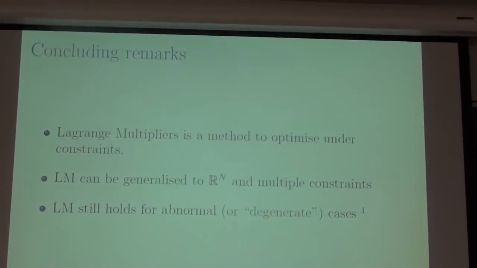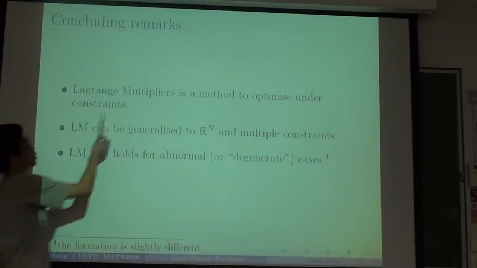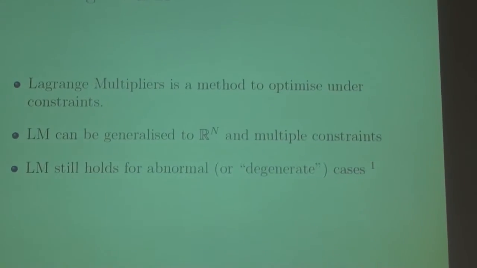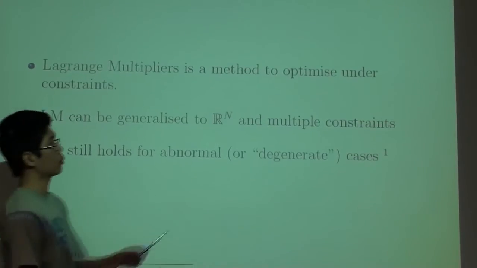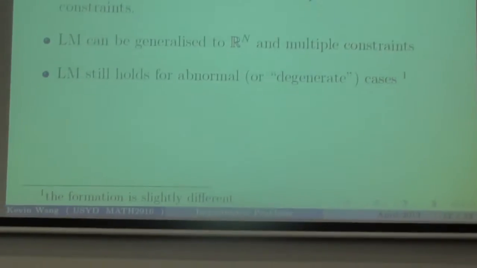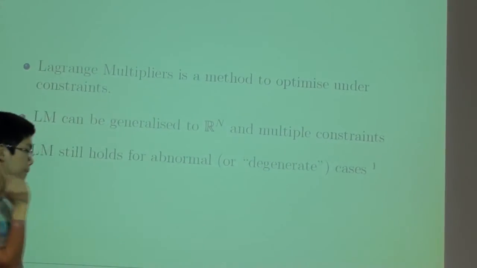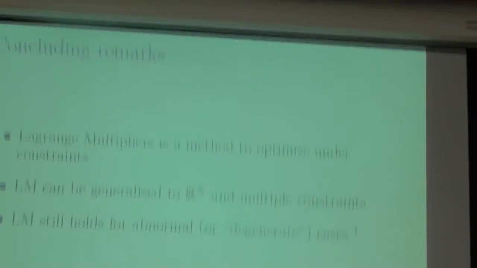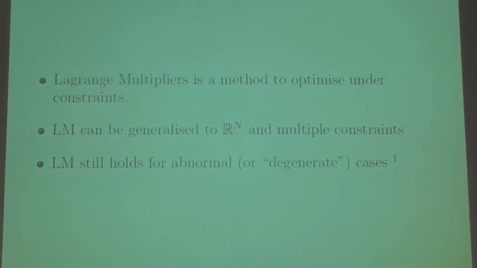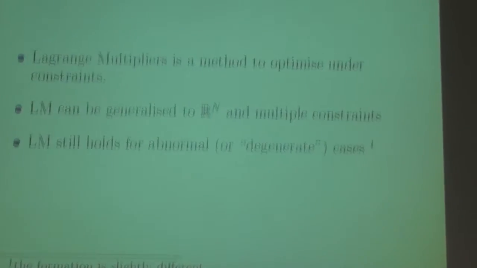So here we conclude our first section on Lagrange multipliers. Let's summarize. Lagrange multipliers is a method of optimization under constraints. It can be generalized into very high dimensions and multiple constraints, and this is where it really becomes the most powerful technique I know so far. And Lagrange multipliers still holds for degenerate cases, but in a slightly different formulation, which you can read about if you're interested. Essentially, you just put another constant in front of grad G, so that you avoid that zero case. So this ends my first section.